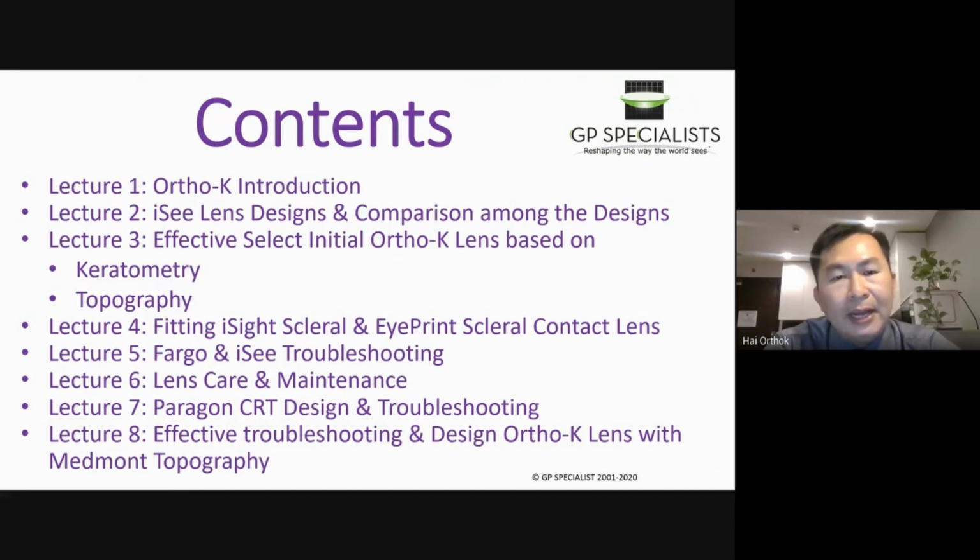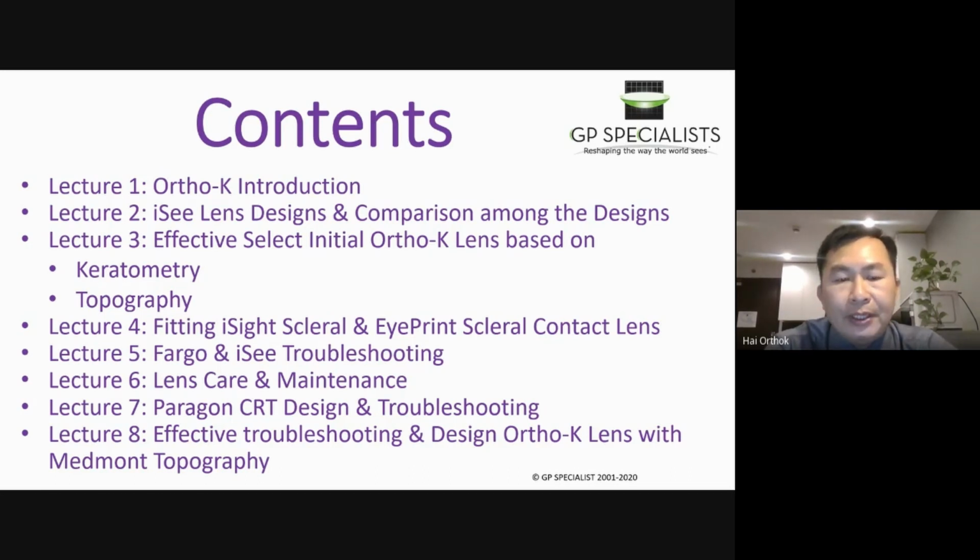Lecture 1 is about the introduction to orthokeratology that most people know. Lecture 2 will be IC lens design and comparison of the design with other designs. Lecture 3 will help you to effectively select the initial lens based on keratometry and based on topography, which will be a huge difference between the information that you gather, so you can get a better initial selection with the topographer information. Lecture 4 will introduce you to how to fit the eyesight and iBring lateral lens.